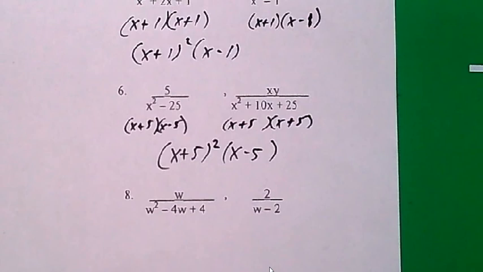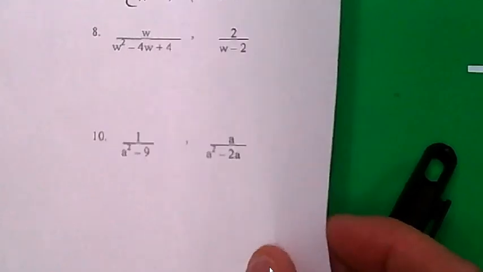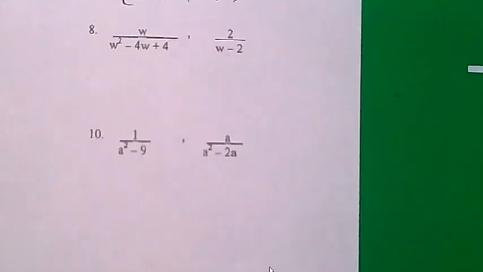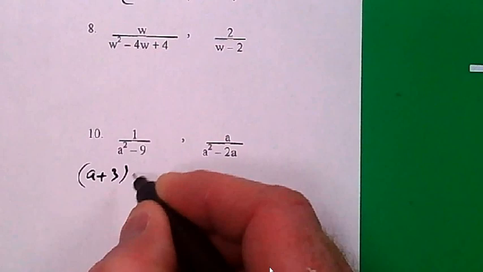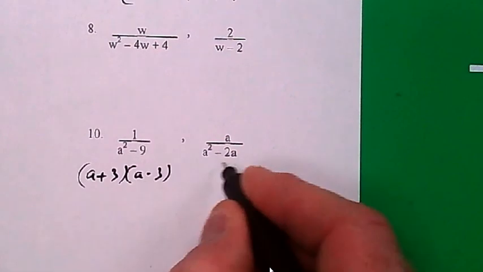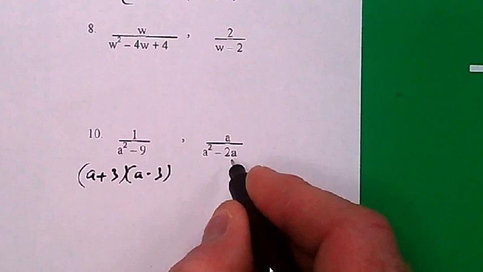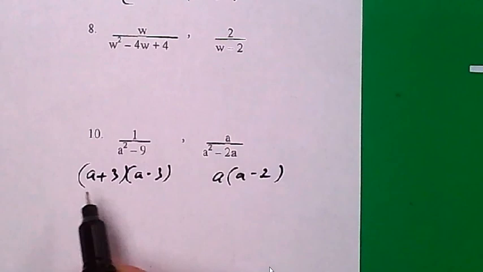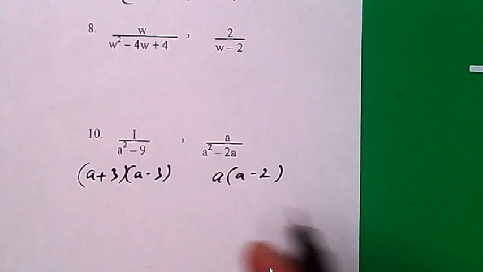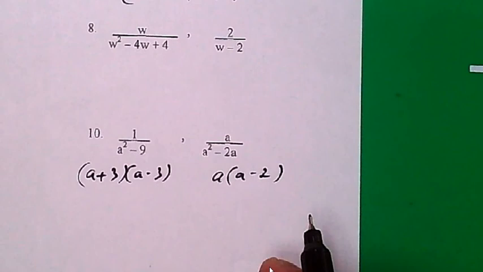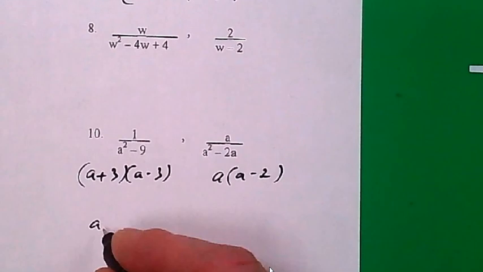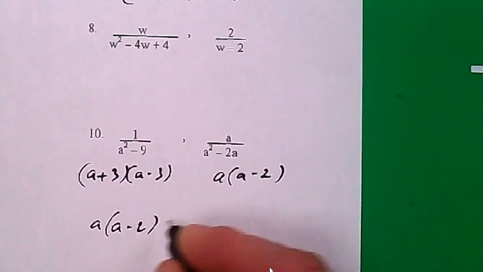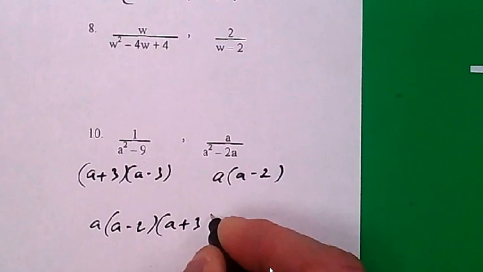All right, these other problems are similar. Let me go down to number 10. Okay, we're going to factor this difference of 2 squares into a plus 3, a minus 3. And notice there's a GCF here. So a times a minus 2. So notice that there are no shared factors, if you will, or no like factors. So we just write them all down. A minus 2, a plus 3, a minus 3. Write them all down. That's your LCD.